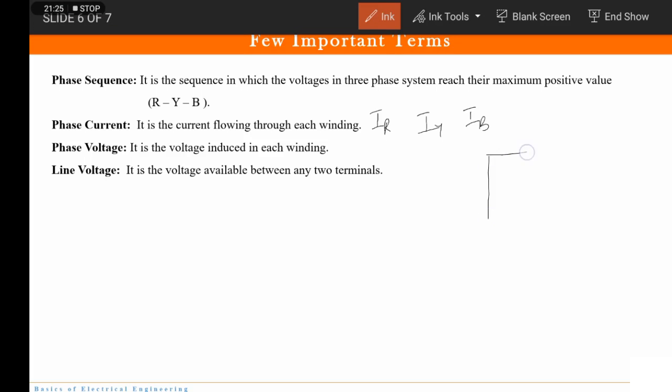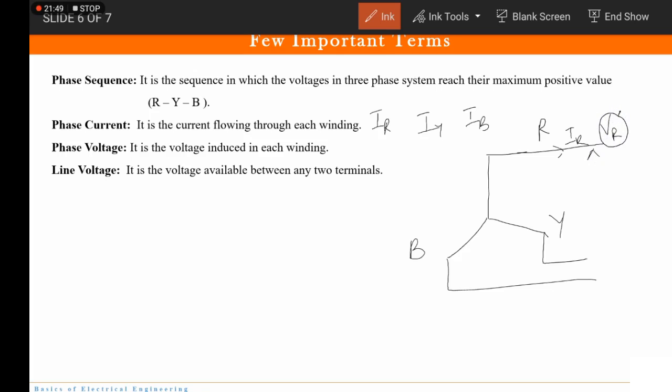Now suppose this is R, this is say Y and this is B. Suppose this is a star connection. So VR, this is IR, correct? So some voltage will be there, VR. If I am only representing it by R, this becomes phase voltage. But suppose I am measuring the voltage between R and Y. Then this becomes line voltage.